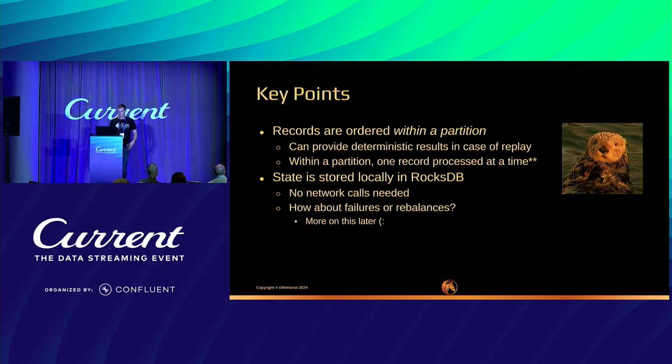So some key points I want to make before we go further are that records are strongly ordered in Kafka within a partition. They're not necessarily ordered across partitions, but within a partition, you have strong ordering. And this allows for deterministic results in the case of replay, which is important for some Kafka Streams applications. Another thing to note, this is more of a performance thing, is that inside one partition, only one record is processed at one time. There is an asterisk there because there is a company called Responsive, which has built a managed Kafka Streams solution, which is absolutely fantastic. You guys should check it out for sure.